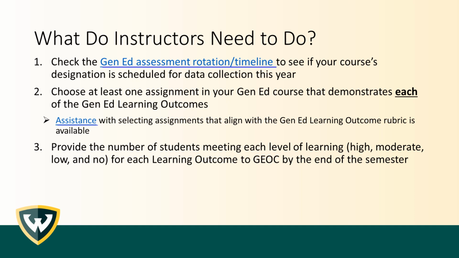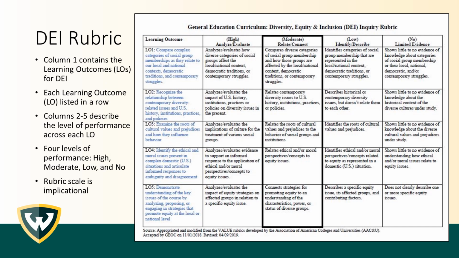Next, an example of the DEI rubric and alignment will be provided. The DEI rubric is available on the General Education Program website. For each of the Gen Ed rubrics, the first column lists each Gen Ed learning outcome for the Gen Ed area in its own row. Columns 2 through 5 describe the levels of performance on the learning outcomes. There are 4 levels: high, moderate, low, and no. Where each learning outcome and level meet, a description is provided.